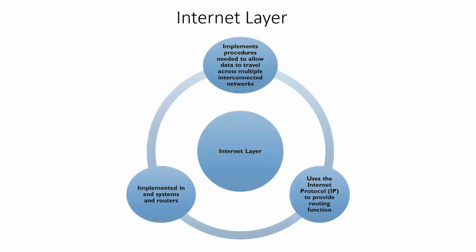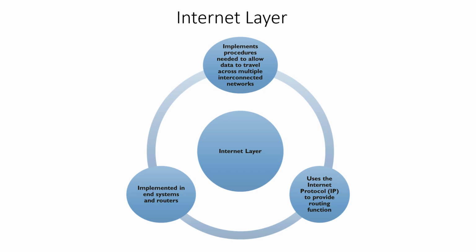In situations where 2 devices are attached to different networks, the internet layer comes into play, where the Internet Protocol, or IP, is used to provide the routing across multiple networks. The internet layer also defines an official packet format. The internet layer's job is to allow hosts to inject packets into any network and have them travel independently to the destination. Basically, it delivers IP packets where they are supposed to go.